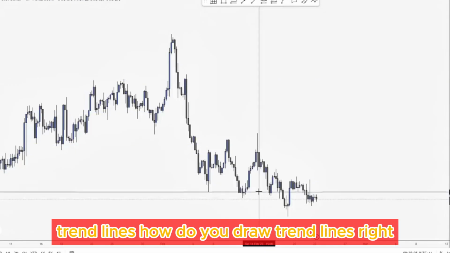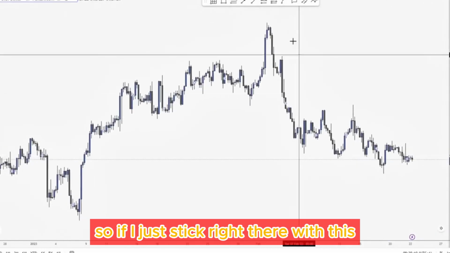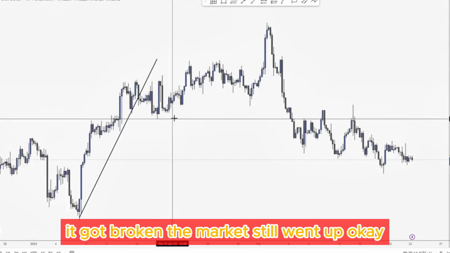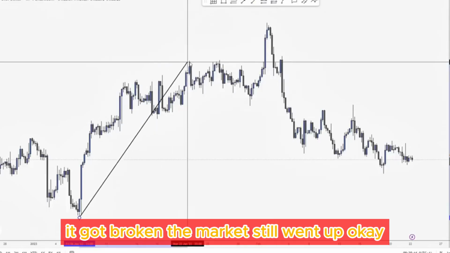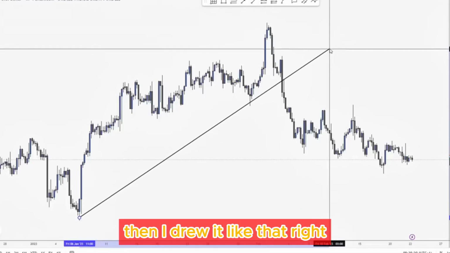Okay? Trend lines. How do you draw trend lines? Right? So if I just stick right there with this, do I draw a trend line like that? Right? It got broken, the market still went up. Okay, then I drew it like this. It got broken, the market still went up. Okay, then I drew it like that.